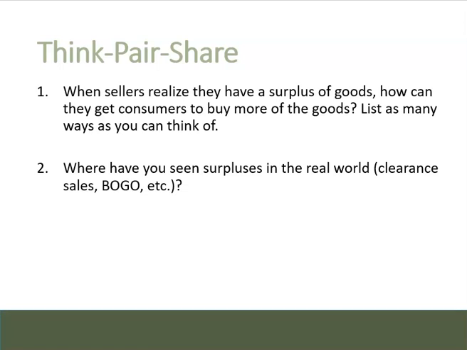When sellers realize they have a surplus of goods, how can they get consumers to buy more of the goods? List as many ways that you can think of. Now, like I said in class, and earlier we had this discussion over TJ Maxx and Ross and certain companies like that. When there is a surplus of goods, the retailer of the specific clothing brand, if they've produced a surplus, will usually sell off that leftover stock at a bulk, discounted price to a TJ Maxx or a Ross.